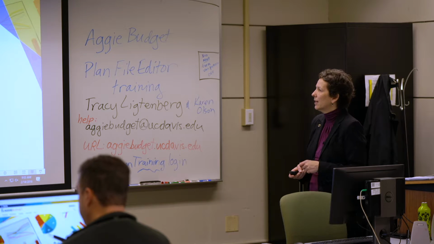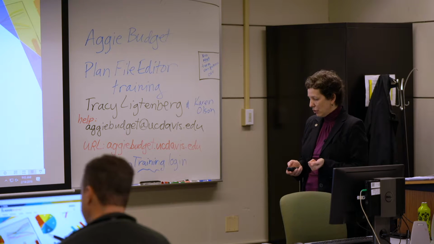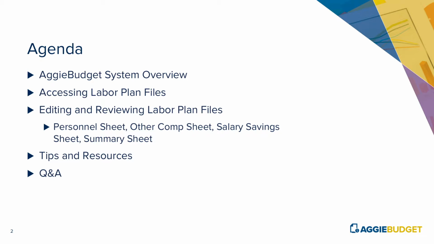So this is the labor module in Aggie Budget. We're going to start briefly with a little bit of background, an Aggie Budget System overview. We're going to talk about accessing labor plan files, and editing and reviewing labor plan files. This is the personnel sheet, the other comp sheet, the salary savings sheet, and then how that populates the summary sheet. We're going to go over some tips and resources, and then we're going to have Q&A.